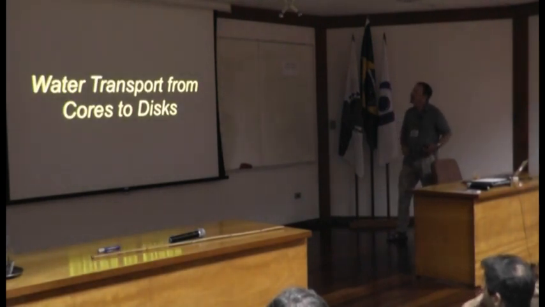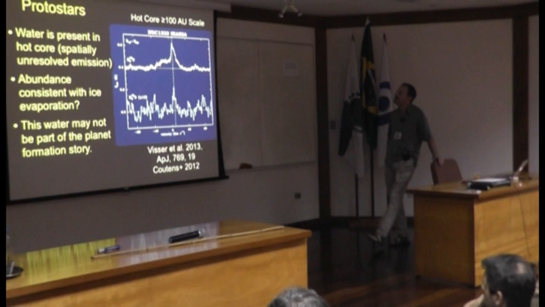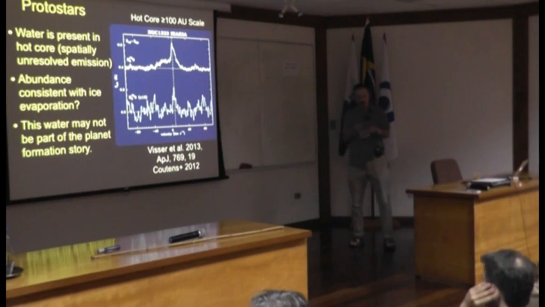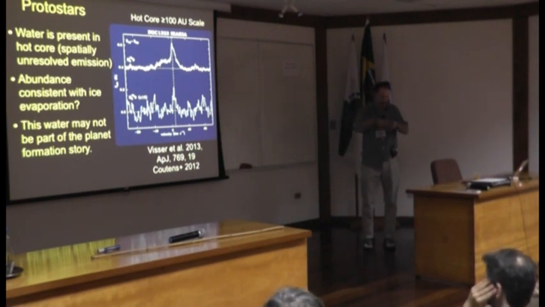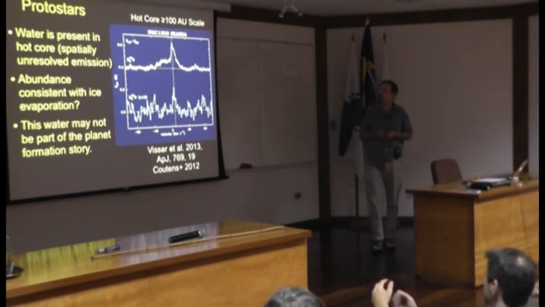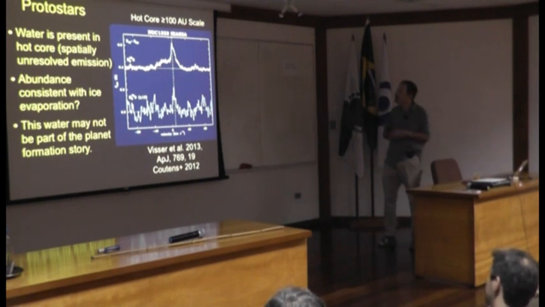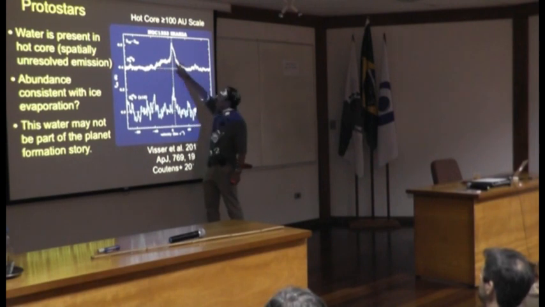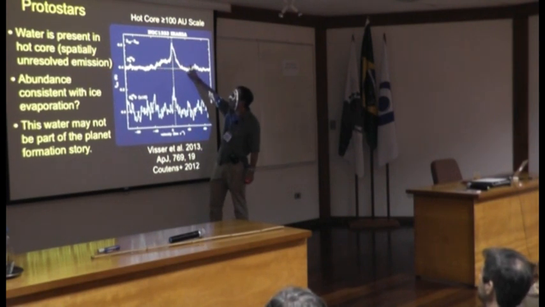All right, now let's get it from the core to the disk. All right. So the first place to look is close to the star in the envelope, and then we'll try to find water in a young disk. So this is what we saw, the so-called hot core, the hot gas in the envelope that's collapsing onto the star. This is very hard to do because this is what water looks like, as this really broad profile. It's dominated by shock emission.